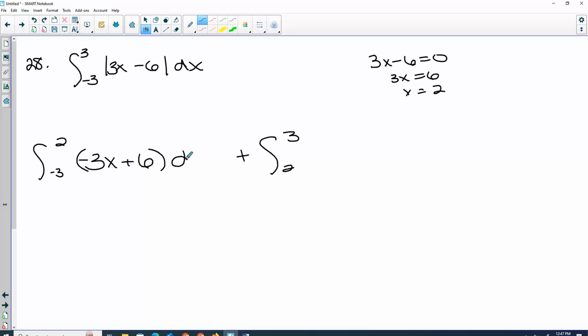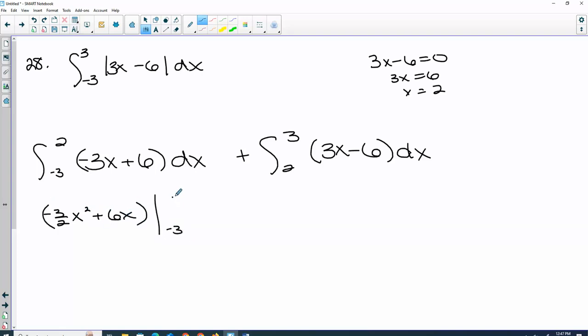Nope. From 2 to 3, if I plug in a number, it's normal. The absolute value does nothing. So that's just 3x minus 6. So now we integrate. Antiderivative of -3x is -3 halves x squared. Antiderivative of 6 is 6x. From -3 to 2. This piece would be 3 halves x squared minus 6x.